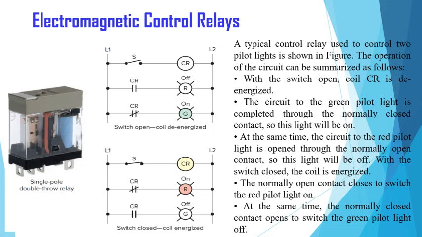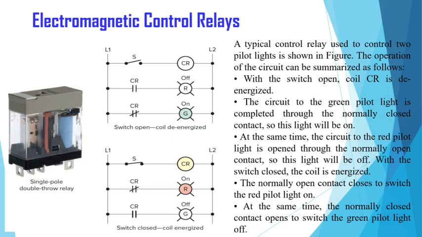When the switch gets closed, the coil is energized now. The normally open contact now becomes closed, so the red pilot light will turn on. And at the same time, the normally closed contact now opens and it will turn off the green pilot light. So in this way, the electromagnetic control relays are used.